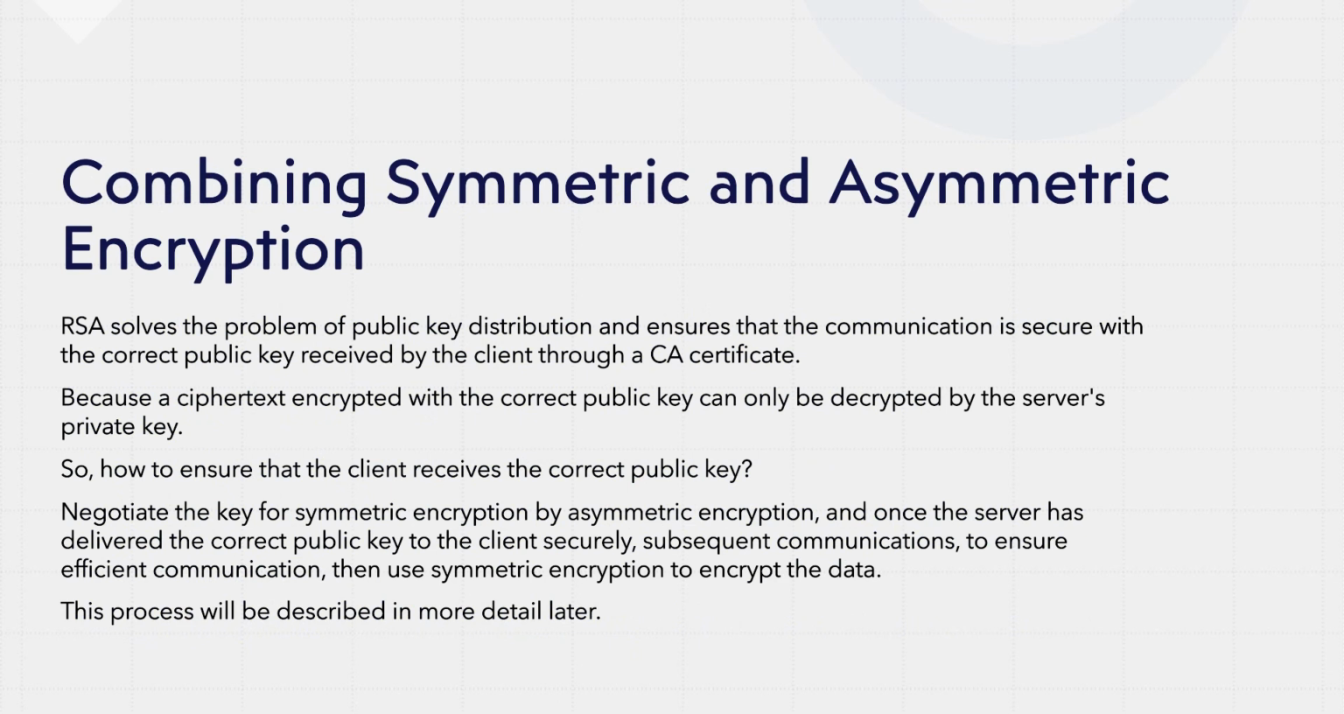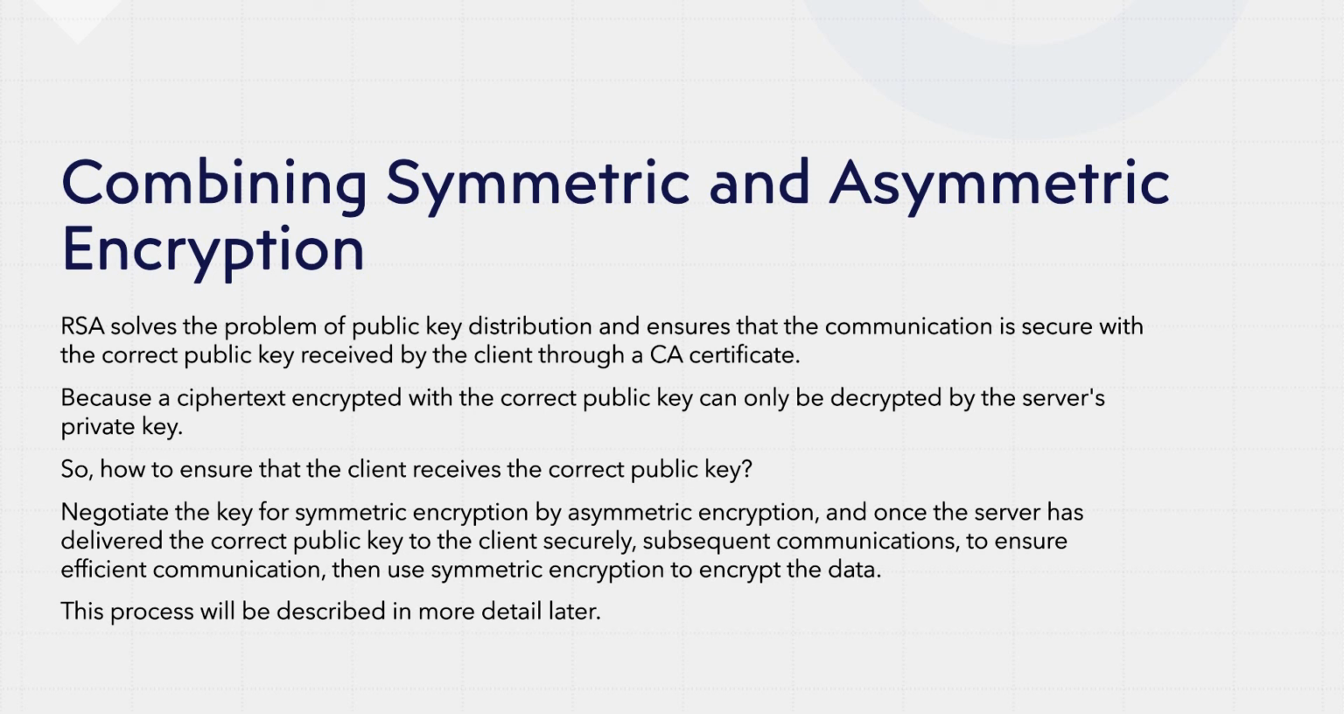Combining symmetric and asymmetric encryption. RSA solves the problem of public key distribution and ensures that the communication is secure with the correct public key received by the client through a CA certificate. Because a ciphertext encrypted with the correct public key can only be decrypted by the server's private key. So to ensure that the server is the right server, because there is only one private key out there, if the server can decrypt our message with the right private key, then that means the server can be trusted.